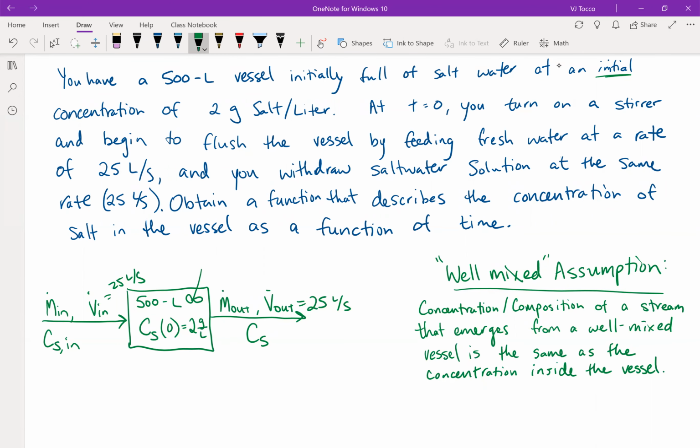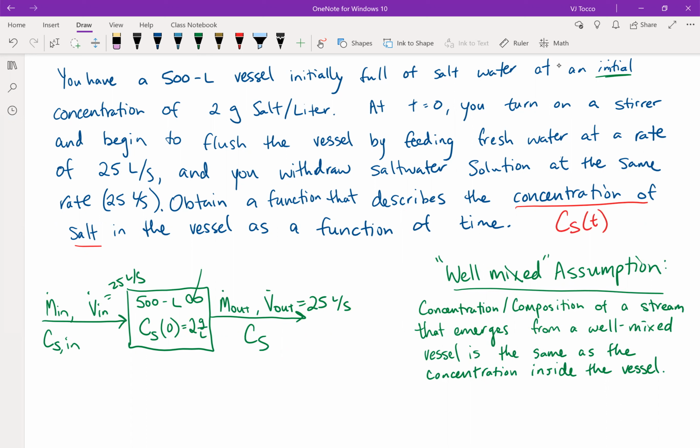So I can apply this to the concentration or the composition of a stream that is emerging, which is going to be my outlet stream, is going to be the same as the concentration inside the vessel, which is why I've used the same notation there and there to mean CS, which is the concentration of salt inside the vessel. Now, what is the problem asking me to solve? If I highlight what I'm asked to solve, I want to solve for the concentration of salt inside the vessel. So I want to find CS as a function of t. So this is going to be my main unknown that I want to solve. More specifically, the concentration inside, but I just explained why these are the same number.